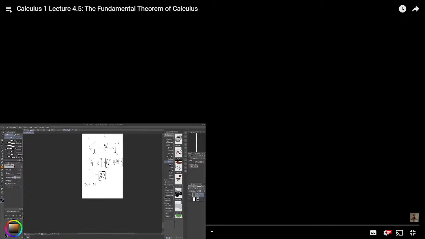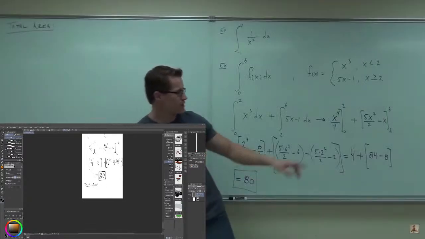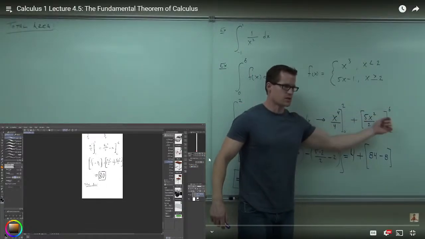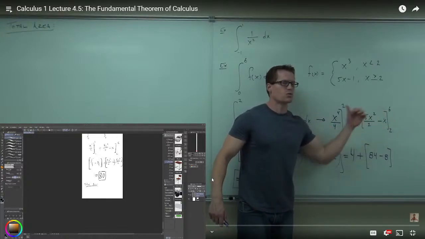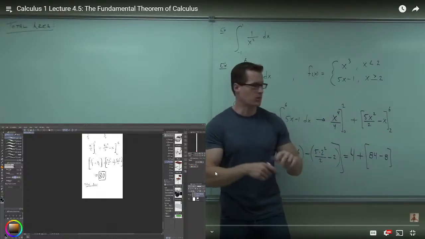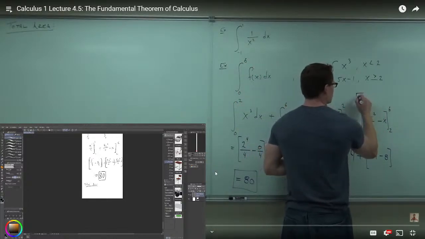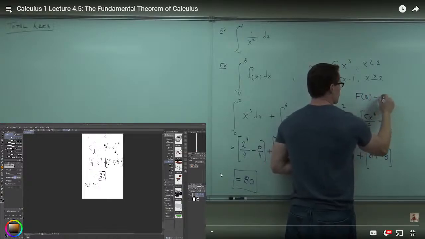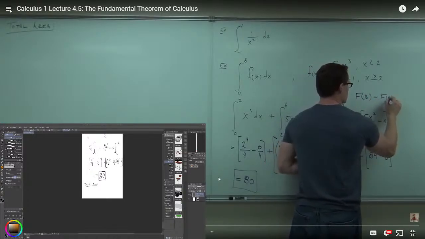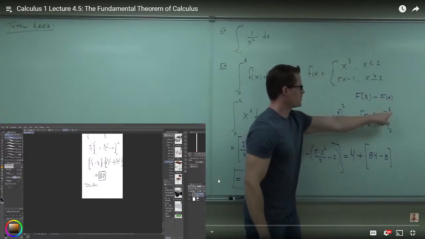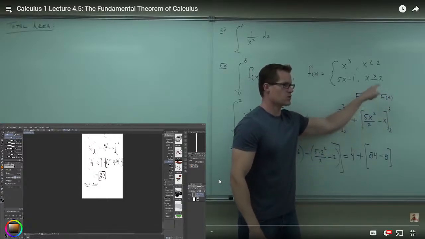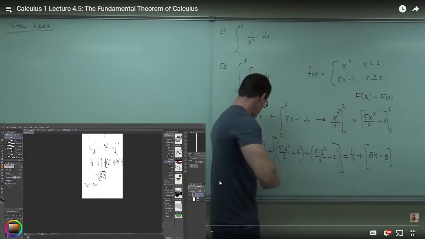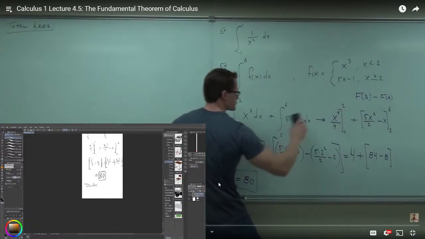You got to plug them into everything. Yeah, and for this instance, your x becomes 6 everywhere you see x. For this instance, your x becomes 2 wherever you see x, and then you subtract, and that's what this meant. F of b minus f of a. That's what that meant. You take your b, you plug it in. Take your a, you plug it in, then you subtract it.